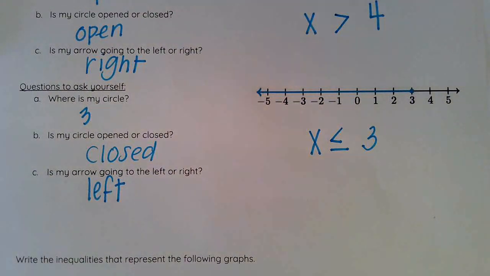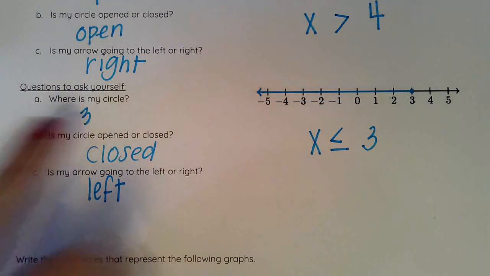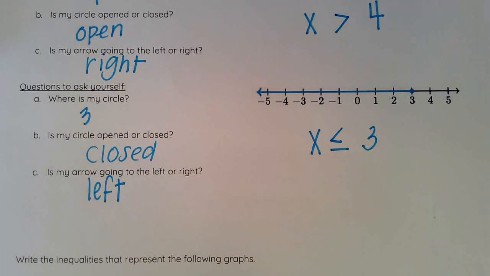So when I'm going to pull an inequality out of a graph, I kind of do the reverse of what I did when I was graphing my inequalities. I still find where my circle is, but now I write it rather than draw my circle. I ask if it's open or closed, and then I determine if it's going left or right to determine what symbol I'm using.